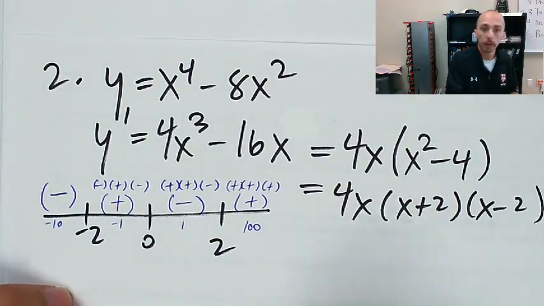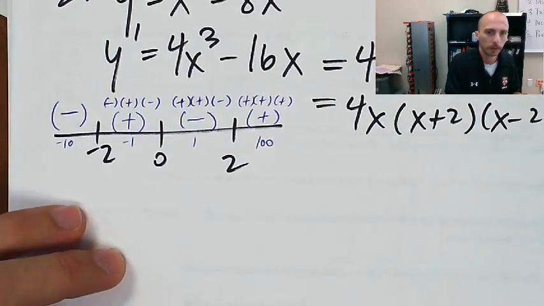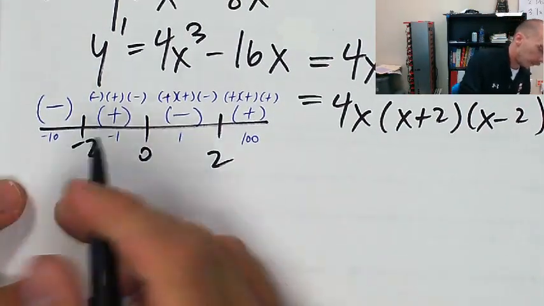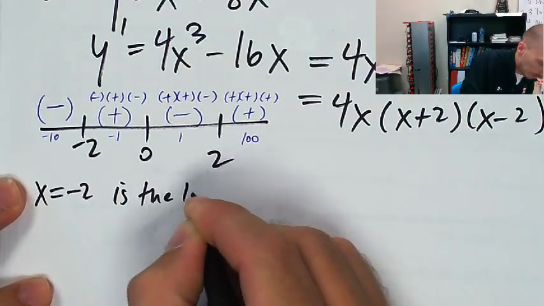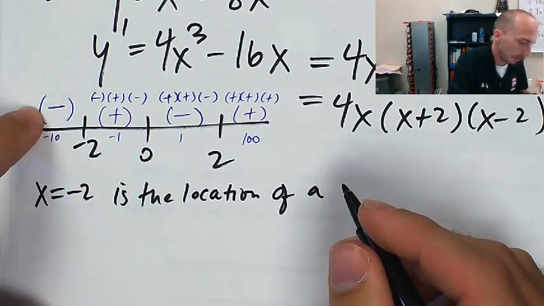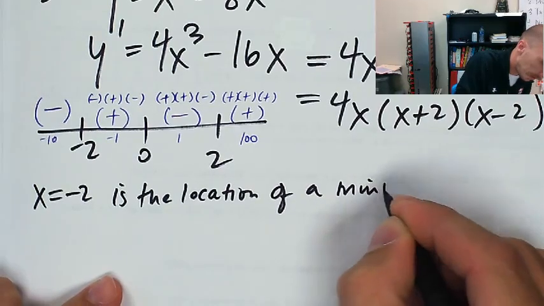All right, so these critical points, I'm going to have to scoot that up. I guess you don't need to see my factoring work if you already saw it. So I'm going to say that x equals negative 2 is the location of a negative to positive, decreasing to increasing, minimum.